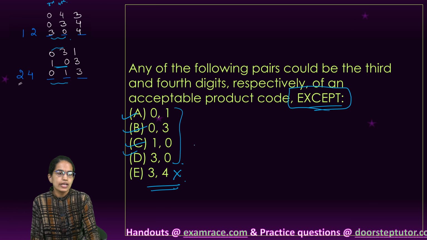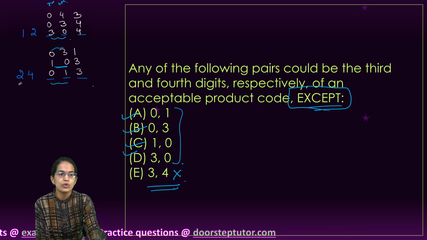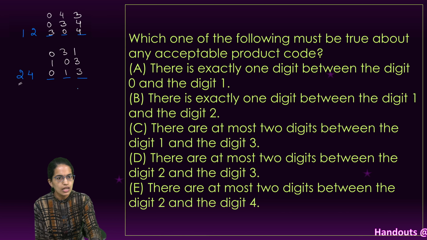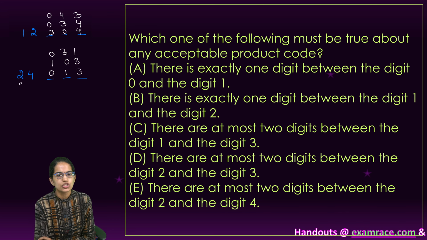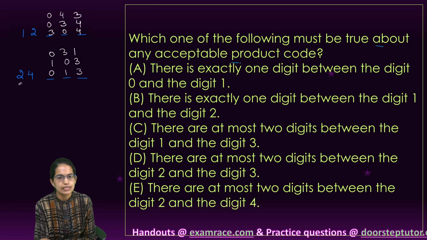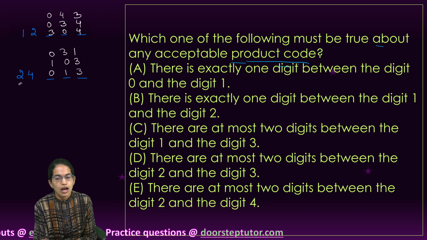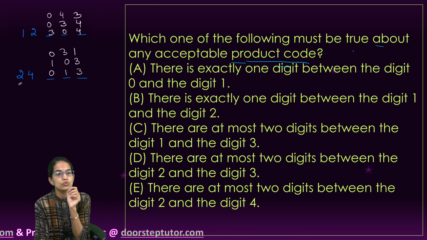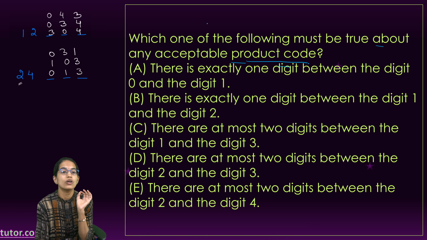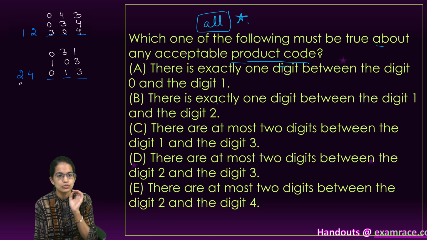Clear? Now again we have already found out the first, second, third, fourth and fifth digit. Based on that we have the last question here. Which of the following must be true about any acceptable product code? What does this mean? When I am saying must be true about any acceptable product code, this has to be true across all cases. Across all cases my values have to be true.